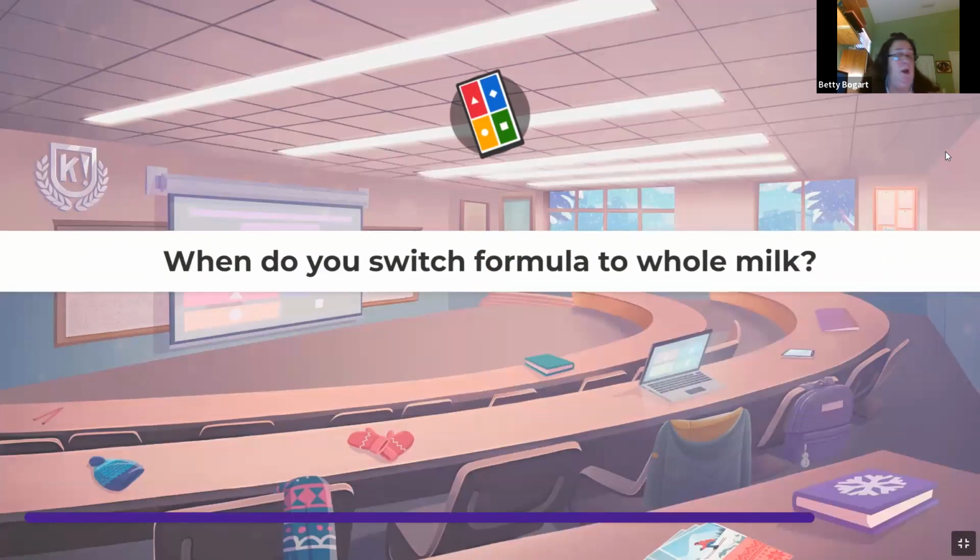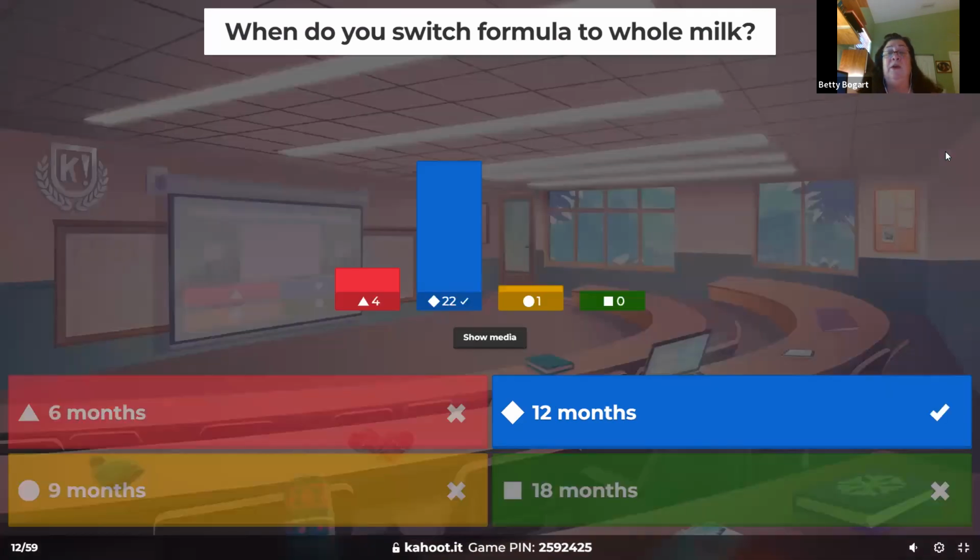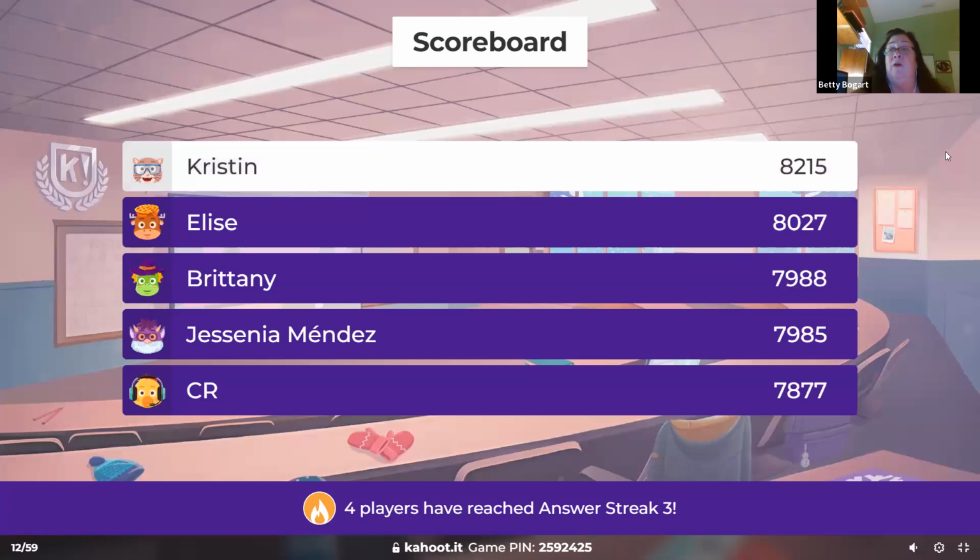When do you switch formula to whole milk? So at 1 year old, you can switch the formula to whole milk very safely. There are people who want to continue on breast milk, that's fine, but whole milk, they need the fat, okay? They need those extra calories and they need the fat because their bodies are growing so quickly.